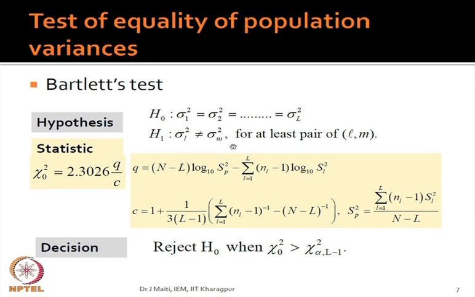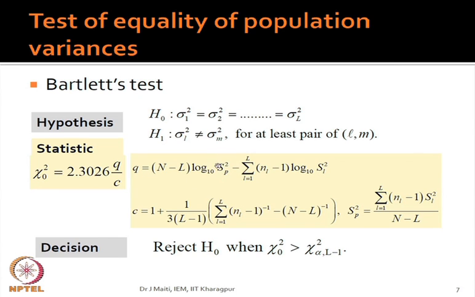Okay. Now, here Bartlett proposed one statistic, which is 2.3026 q by c. This is a statistic where q is (n minus L) log10 sp square minus the sum over L equal to 1 to L of (n_L minus 1) log10 S_L square. I hope you can recollect what sp square and S_L square are. Okay. This is the pooled variance and this one is the individual population variance.